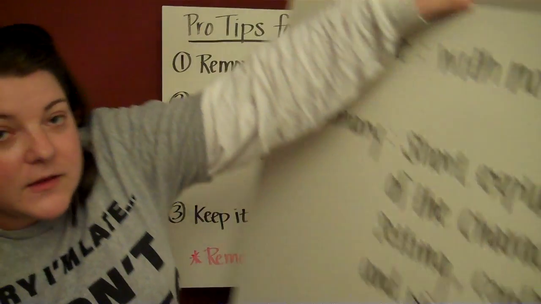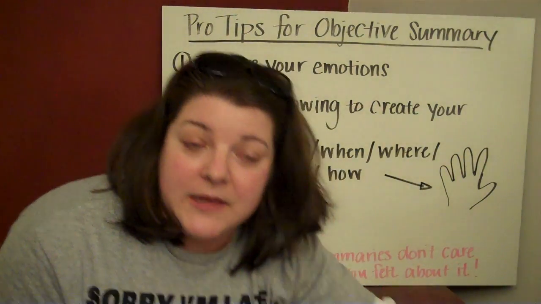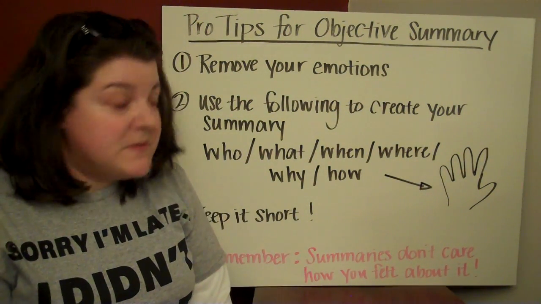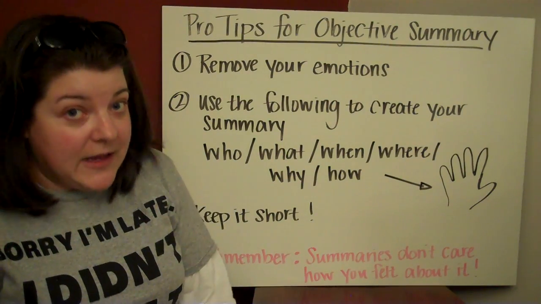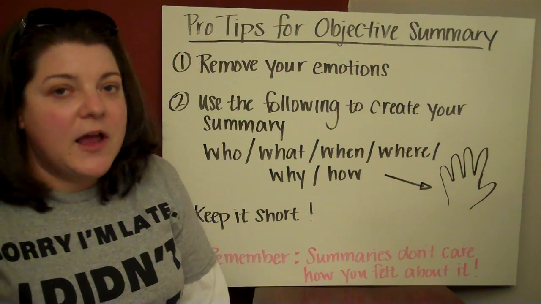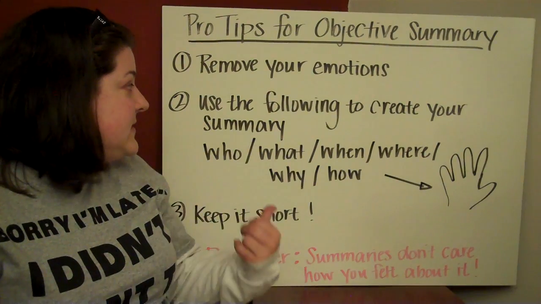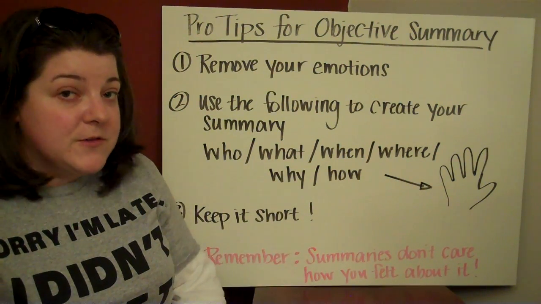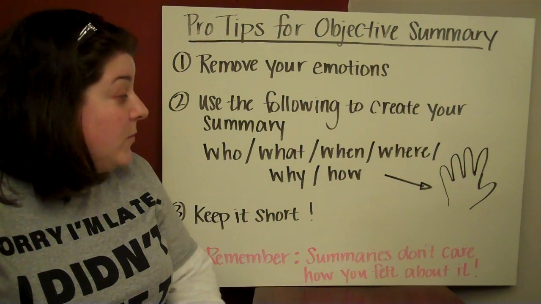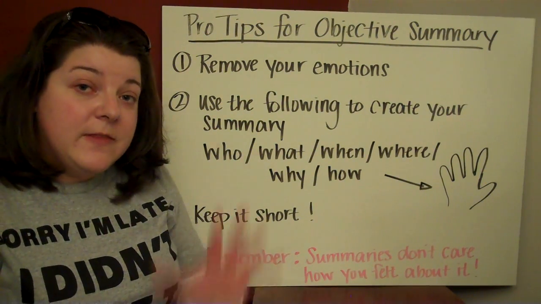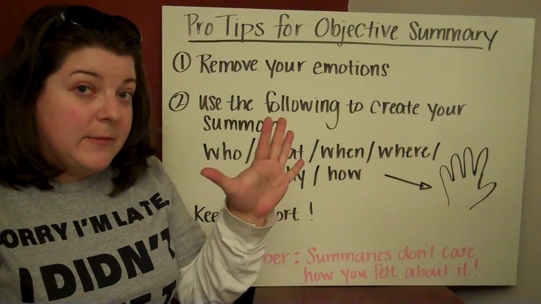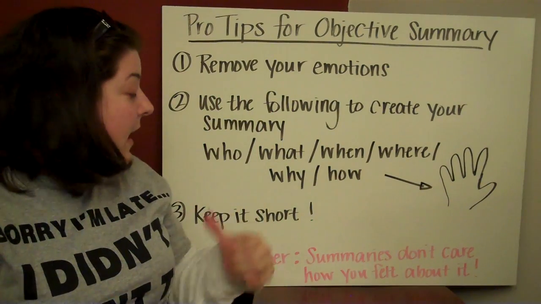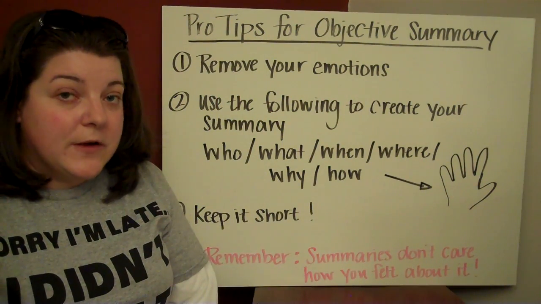So, to make it easier to make an objective summary, I've given you some pro tips here. So, the first thing again is remove those emotions. They're not important to the summary. The second is to make sure that you use the following to create your summary: the who, what, when, where, why, and how. And don't forget that you can use your hand, that method, to remember that. Remember who, what, when, where, why, how. And then make sure that you keep it short.